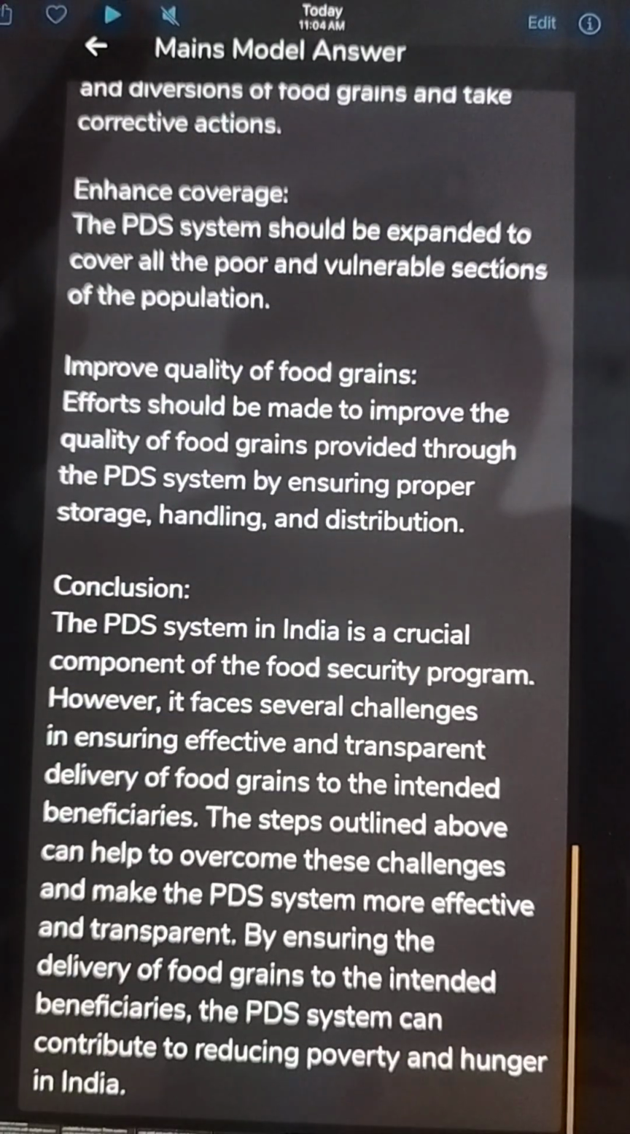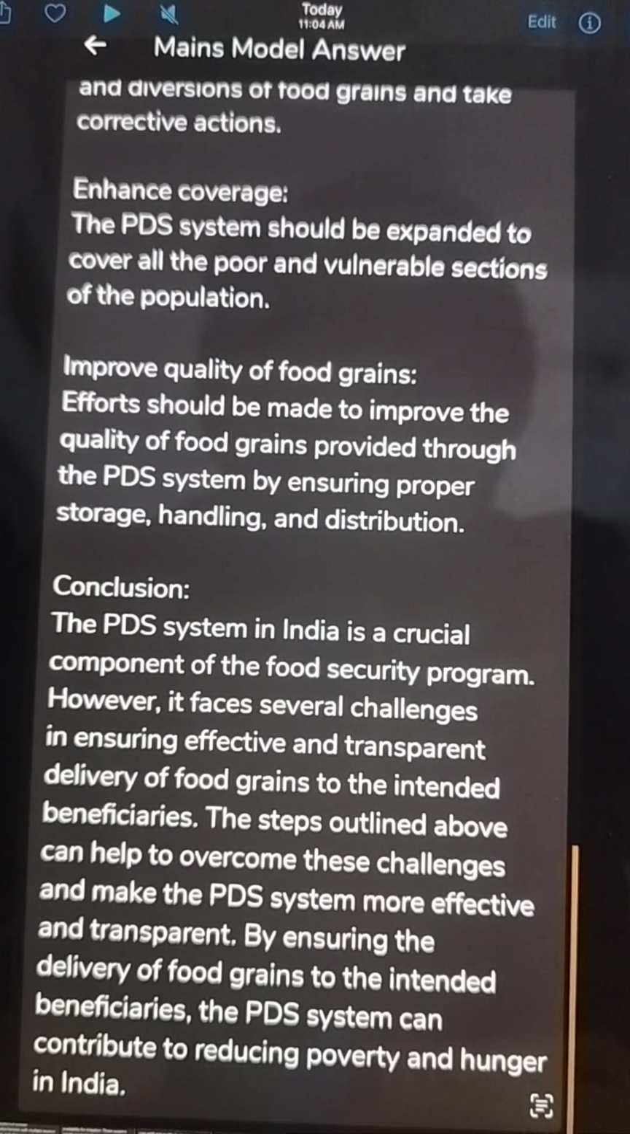Efforts should be made to improve the quality of food grains provided through the PDS system by ensuring proper storage, handling and distribution. Then comes the conclusion: the PDS system in India is a crucial component of the food security program. However, it faces several challenges in ensuring effective and transparent delivery of food grains to the intended beneficiaries. The steps outlined above can help to overcome these challenges and make the PDS system more effective and transparent.